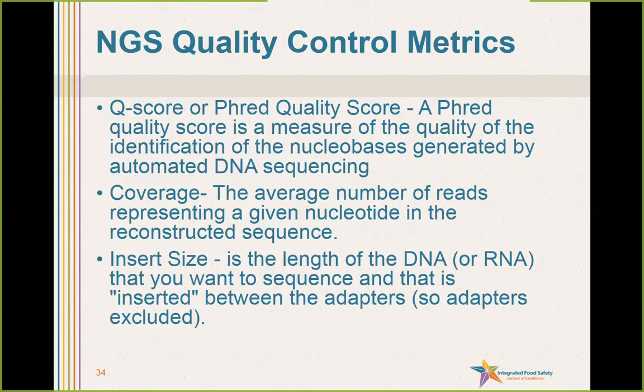Coverage is another quality control metric. The coverage is the average number of reads representing a given nucleotide in the reconstructed sequence. So after the sequences have been aligned to a reference genome, or without a reference genome, known as de novo assembly, you will be able to see how many redundancies there are for a specific base. We call that coverage. If the coverage is minimal, then each base holds less weight when it comes to calling that specific base. If the coverage is very high, then you know if it's adenine, it would be a high probability that adenine is the correct call.